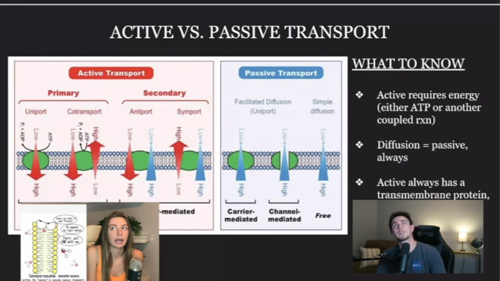Let's think it through. I think they're both going against their concentration gradient. They would both be going against their concentration gradient, so you spend an ATP. Yeah, so it'd be co-transport.